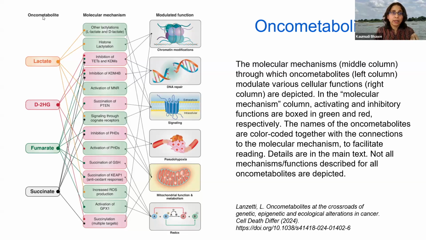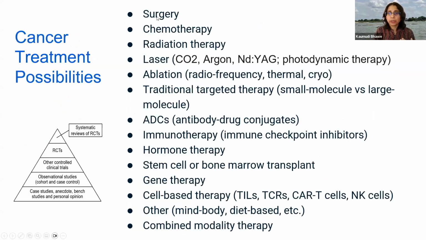And then you see on the right-hand side the name of the oncometabolite, and then you see the molecular mechanism by which it affects different functions in the cells, like the way the DNA is packaged, which will affect the way it gets expressed into proteins, or the way DNA can be repaired or not, or signaling at the cell membrane, various aspects. Okay, and then what are the treatment possibilities?